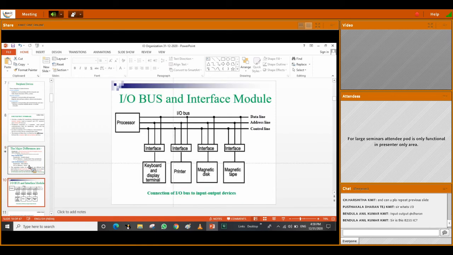And coming to the IO bus and interface module. How many types of bus are we using here? Three: data, address and control. These three buses are divided, and the processor here means the CPU and memory. How does the CPU give information to the peripheral devices? Through the bus and interface.